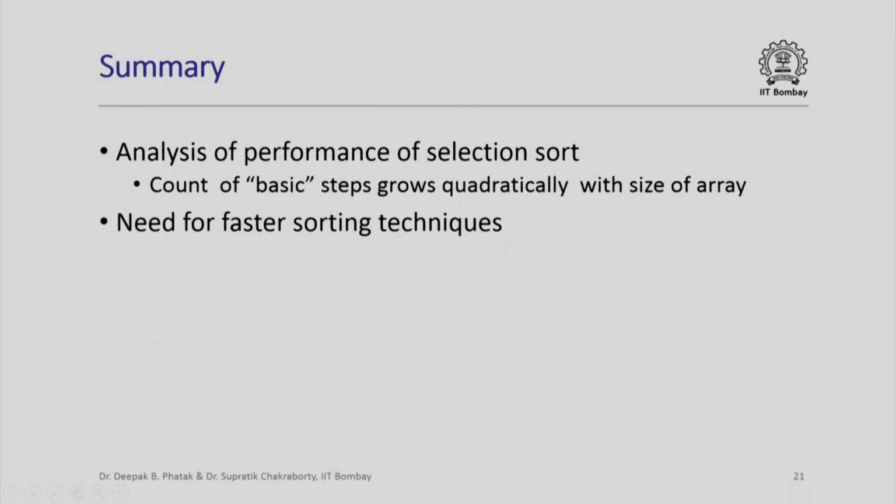In summary, in this lecture we looked at the analysis of how selection sort performs. We counted the basic steps that selection sort requires, and we saw that it grew quadratically with the size of the array, and this indeed motivates the study of faster sorting techniques where the number of basic steps required cannot grow as fast as quadratically with the size of the array.